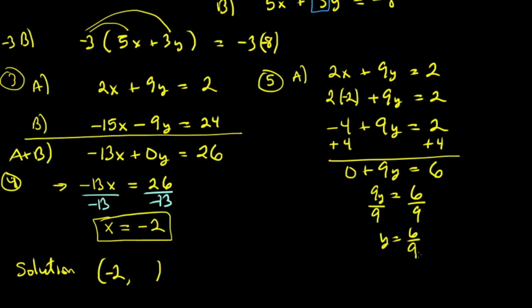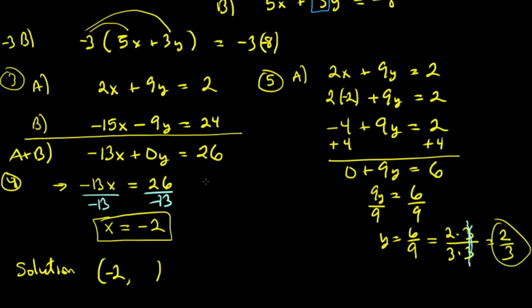But remember, 6 over 9 is not in lowest terms. Right? 6 is 2 times 3, and 9 is 3 times 3. So 3 divided by 3 is 1. So the 3's cancel, and this reduces to 2/3. Oops, wrong color. I'm going to stick with yellow here. Hopefully it's brightest, easiest to see. So y is 2/3, right?